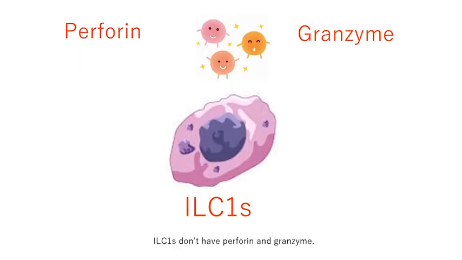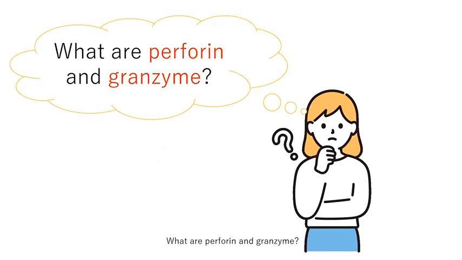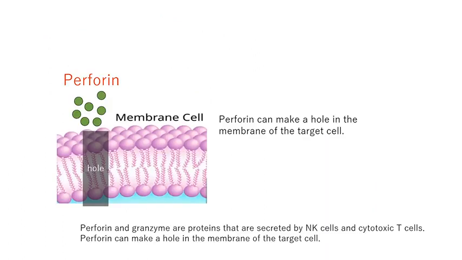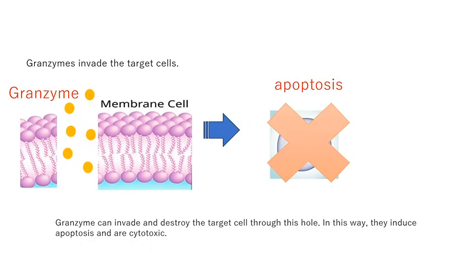ILC1s don't have perforin and granzyme. What are perforin and granzyme? Perforin and granzyme are proteins that are secreted by natural killer cells and cytotoxic T cells. Perforin can make a hole in the membrane of the target cell. Granzyme can invade and destroy the target cell through this hole. In this way, they induce apoptosis and are cytotoxic.